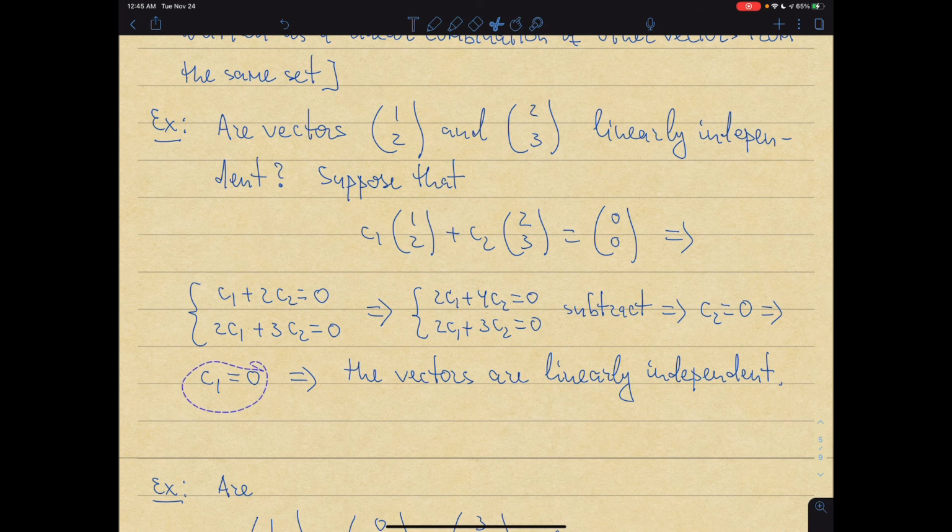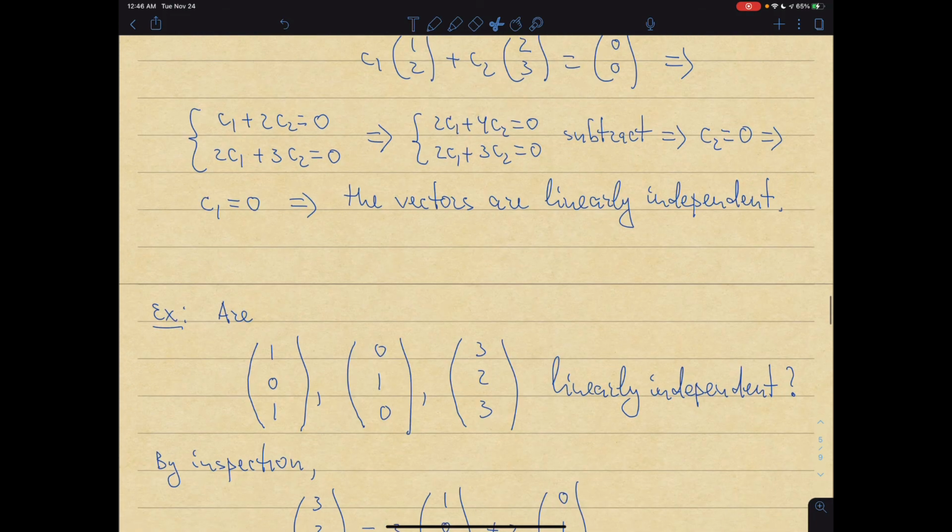And if they were dependent, then one vector would be a scalar multiple of the other. And obviously that is not the case here, because if one vector is a scalar multiple of another, they must have the same direction, as you remember from Calc 3. And certainly that's not the case here, right? (1, 2) and (2, 3) are not pointing in the same direction.